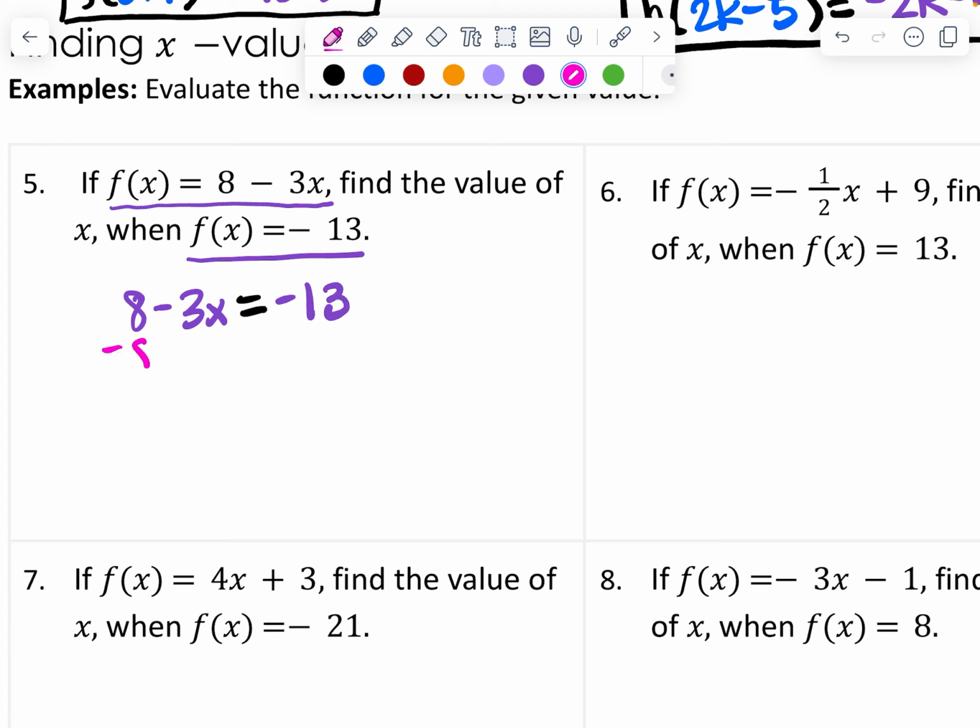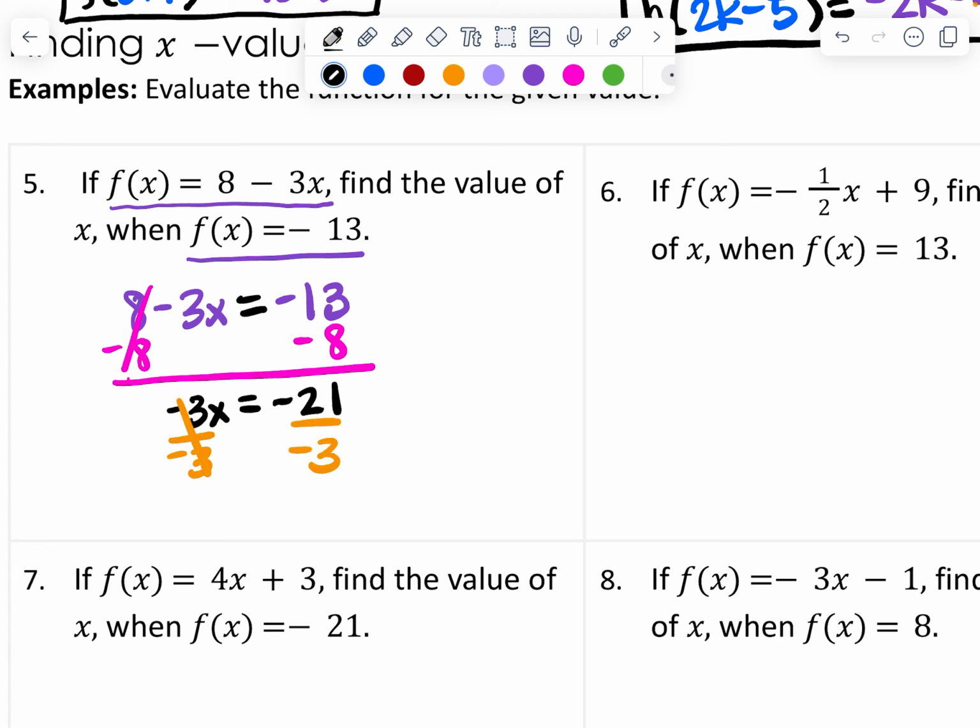Now it's just a two-step equation. So I would subtract 8. -13 minus 8 is -21. Divide by -3. And x equals 7. So in function notation, I would say that f of 7 equals -13.